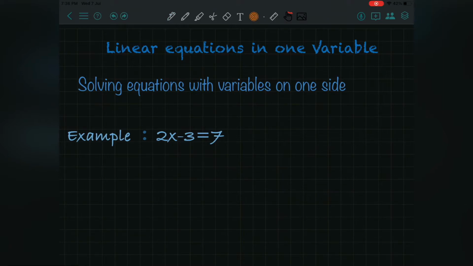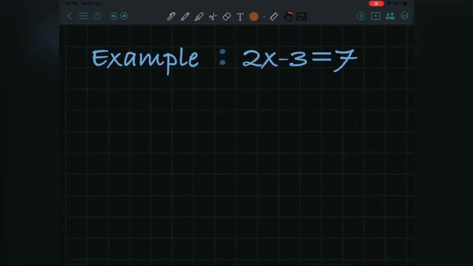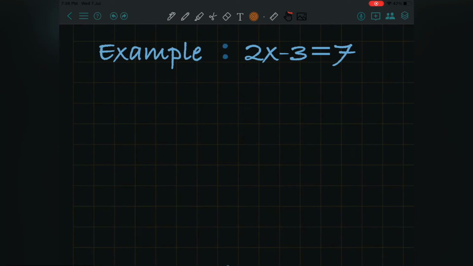Study pals. Today we will be moving to the second part of linear equations in one variable. Chapter 2, grade 8. Today's topic is solving equations with variables on one side. So we have an equation here, 2x minus 3 equals 7. So the coefficient is 2, variable is x and the constant is 3.